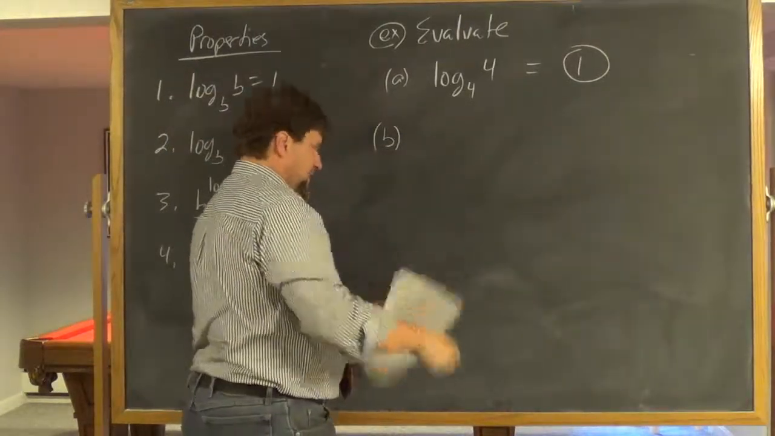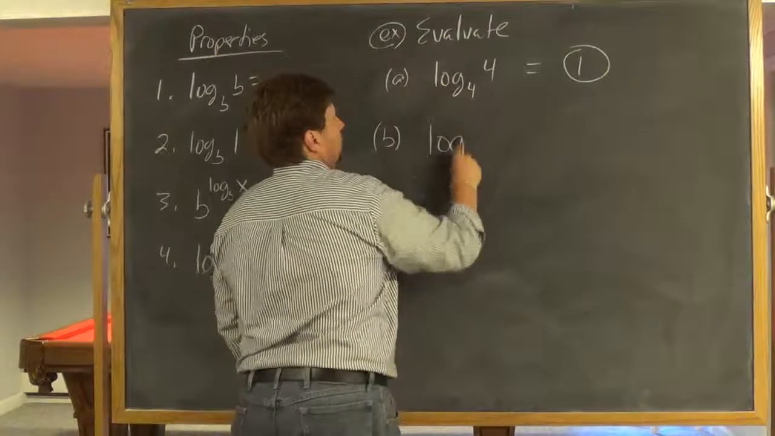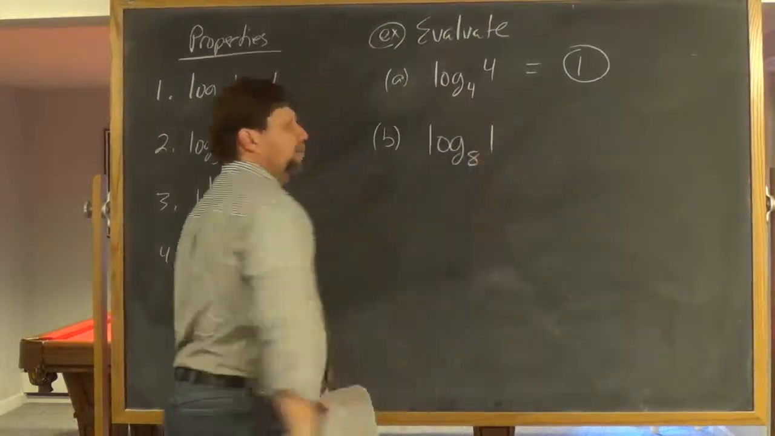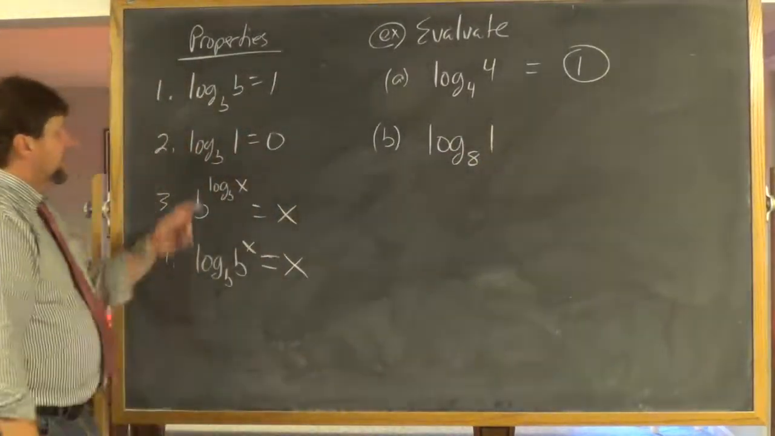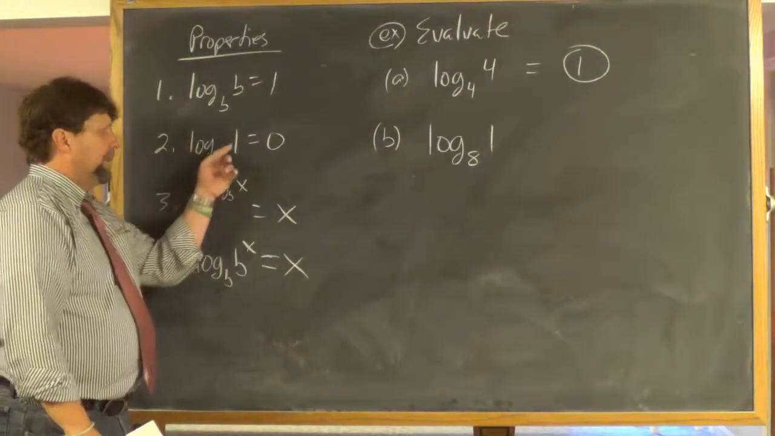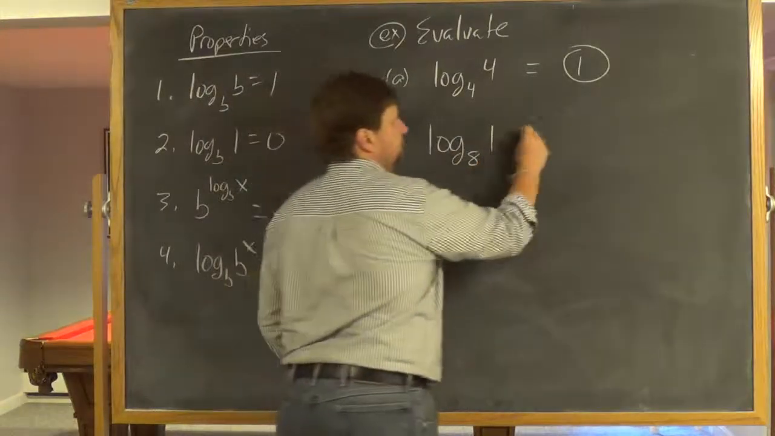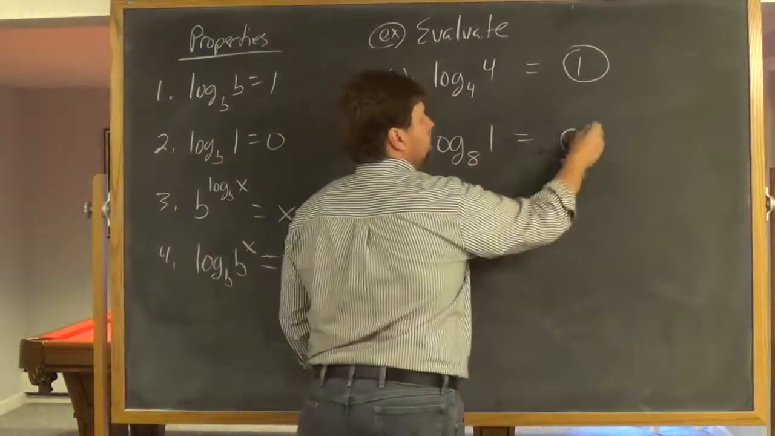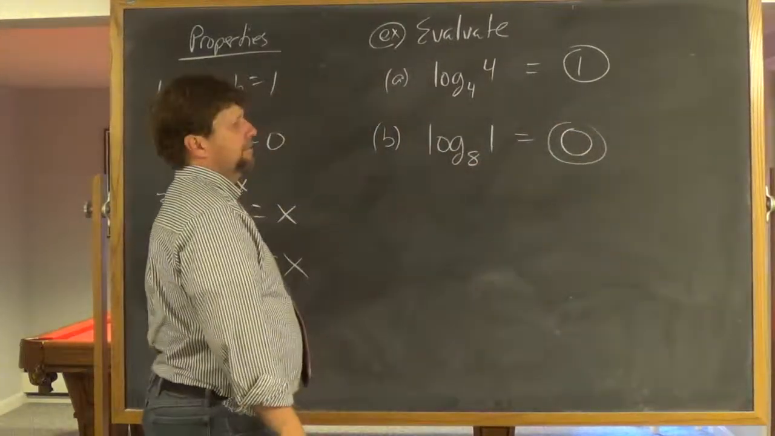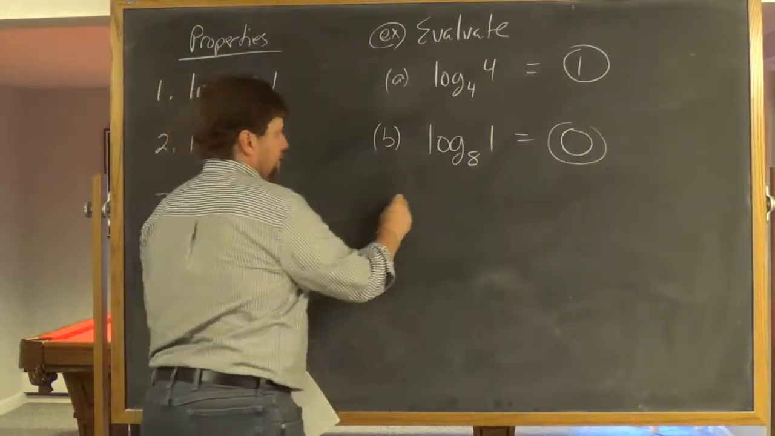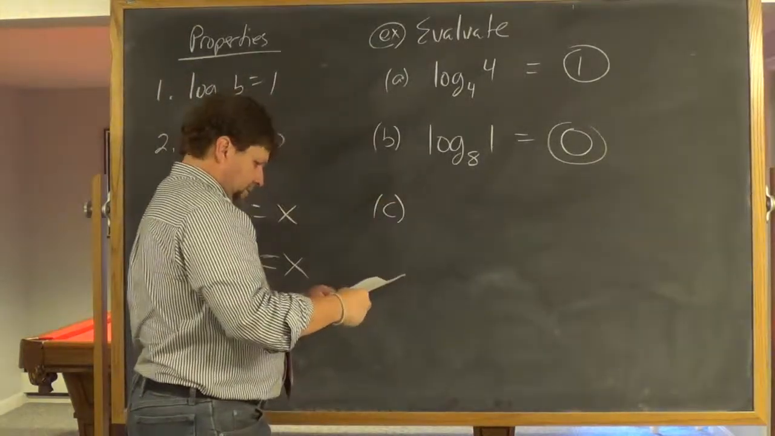Let's try another one. Let's say you're asked to do log base 8 of 1. Well, that looks like property 2: log base b of 1 equals 0. So log base 8 of 1 is nothing more than 0. Kind of looks like a donut, but it's a 0. Try one more.